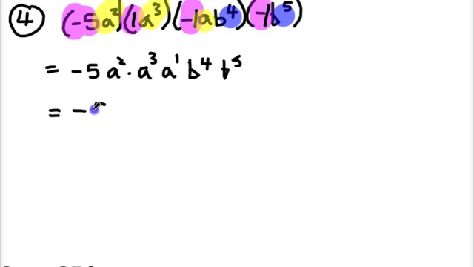So we have our coefficient of negative 5. We put these together. A squared times a cubed times a exponent 1 is a exponent 2 plus 3 plus 1, which is 6. And then b, it's multiplication, b, 4 plus 5 is 9. And that's it.